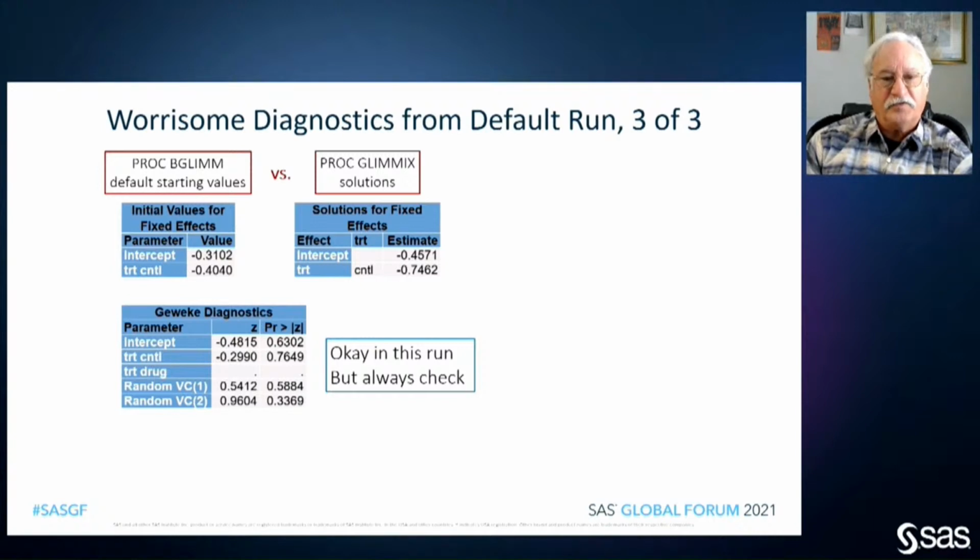Some other diagnostics that you ought to be looking at: in BGLIMM, you can print out the starting values. They ought to be pretty close to the GLMM solution or the GLIMMIX solutions. And the Geweke diagnostics here, they look okay. If you look down that probability of a greater absolute Z, you want to see high p-values. You don't want to see p-values down around 0.05 or 0.01. So it's okay in this run, but you always should check them.